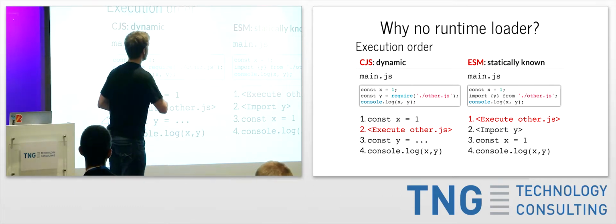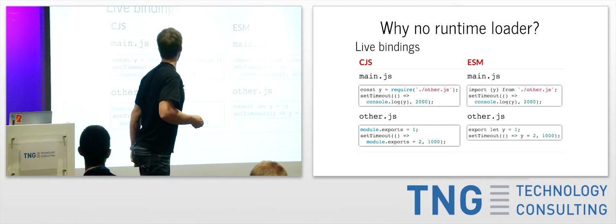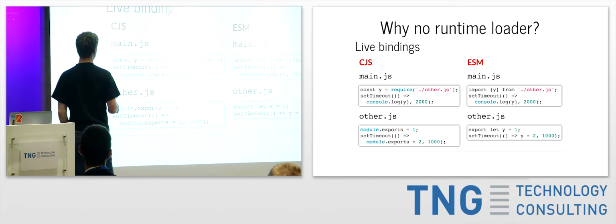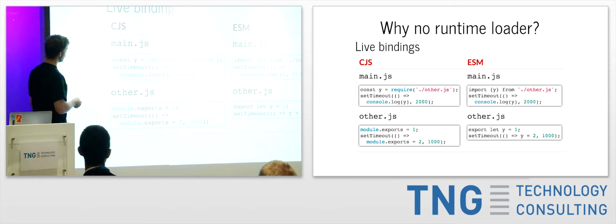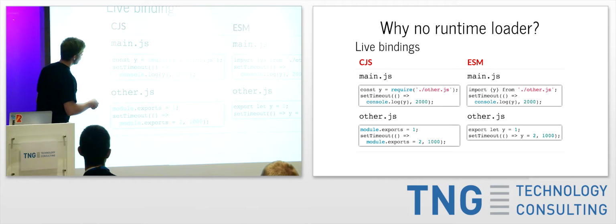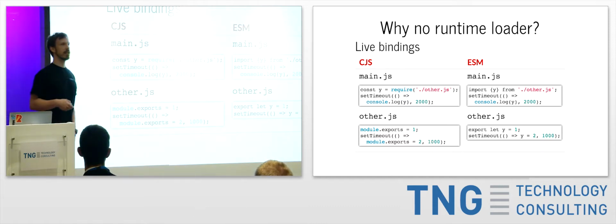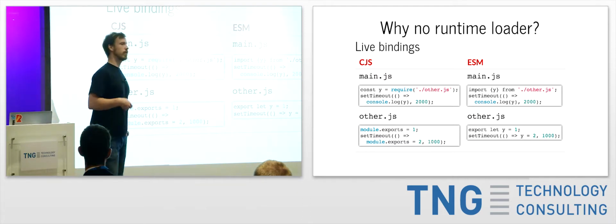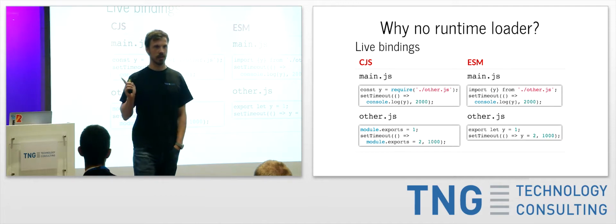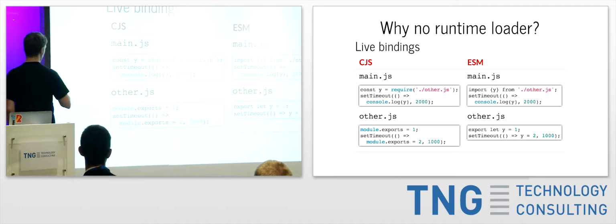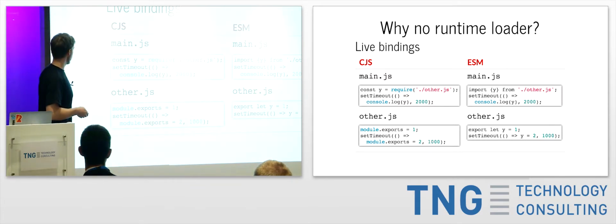Because there's a nice ECMAScript feature about imports as well. So again, I've got two code samples. This is a little more code, so I'll explain it again. We're starting with the main.js file at the top. Again, we're requiring a y from the other file. Then after 2 seconds, this is what the line here means, after two seconds we print its value. And in other.js, we first export the number 1, and then after 1 second we switch it to 2. So the question is, what will be logged in the end? Will it be 1 or will it be 2? And of course, it's a different answer for both module systems.